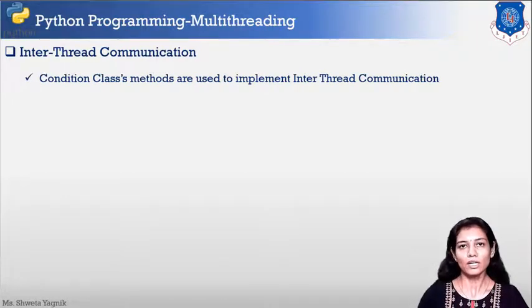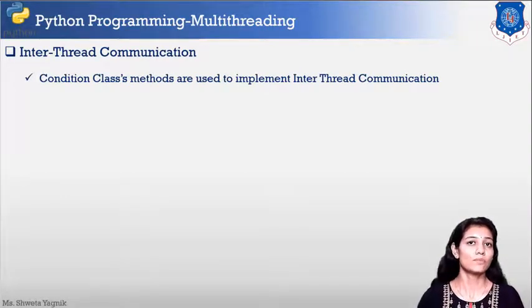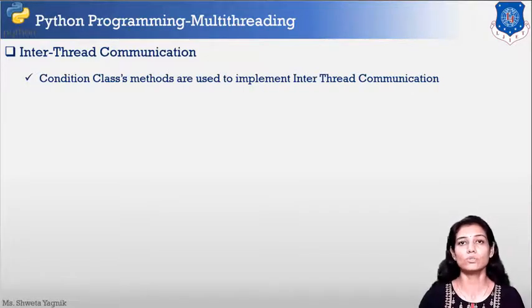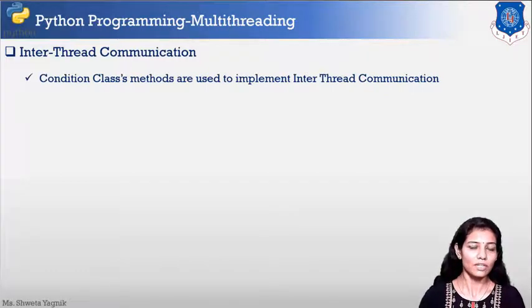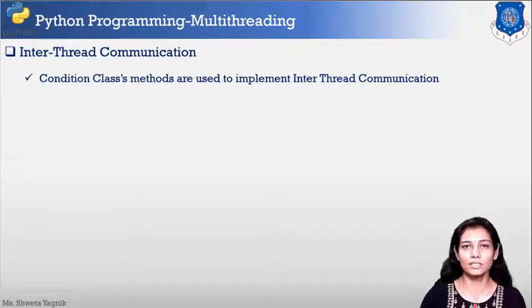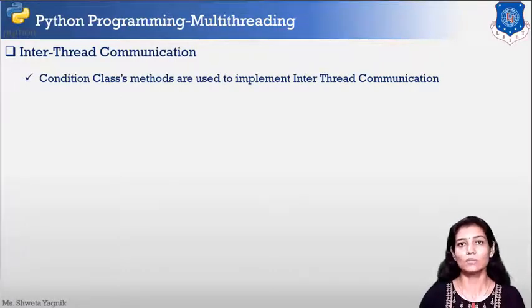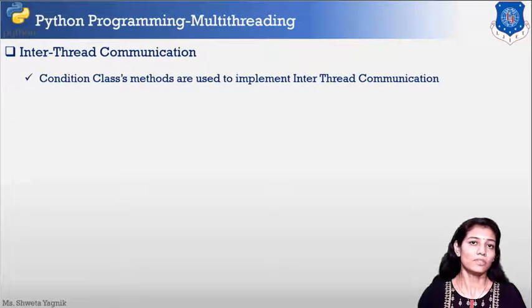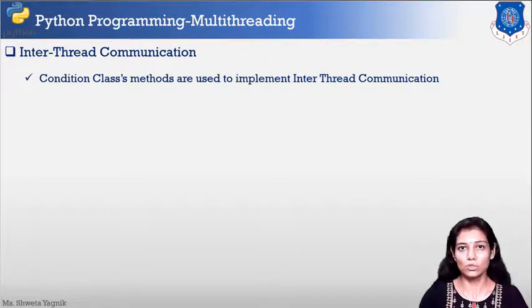In producer and consumer, the consumer thread may wake up first and start consuming, but the producer has not yet produced anything. In such a situation, they need to know the state of each other, whether the resource is consumable or not. After the production of some resources, the producer needs to notify the consumer that I have produced something, now you can start consuming. Such communication is only possible if we use inter-thread communication.